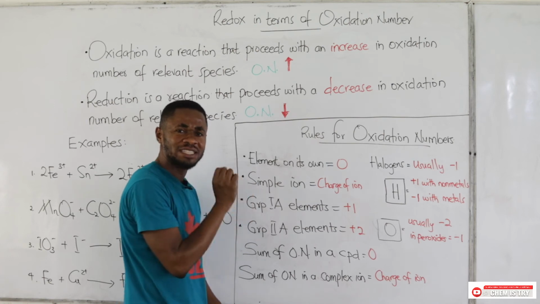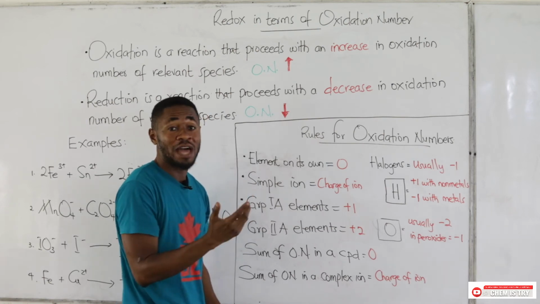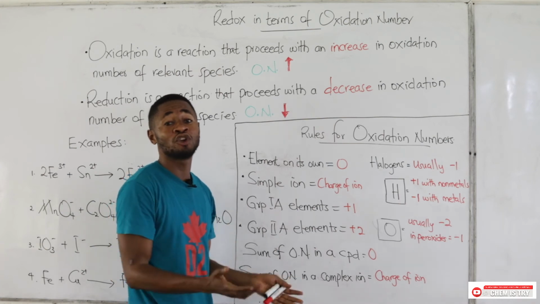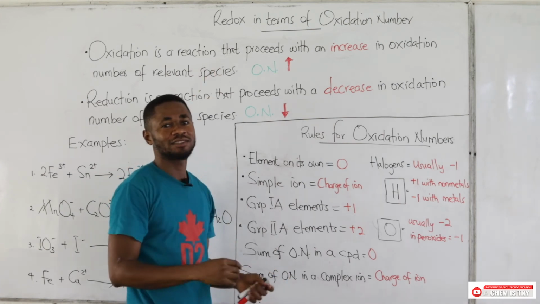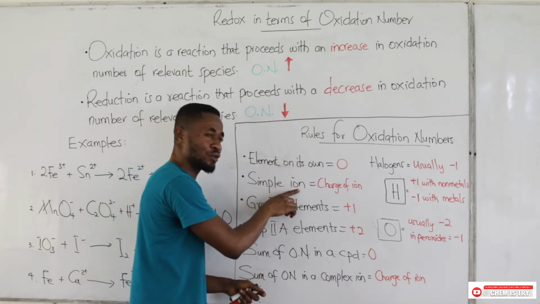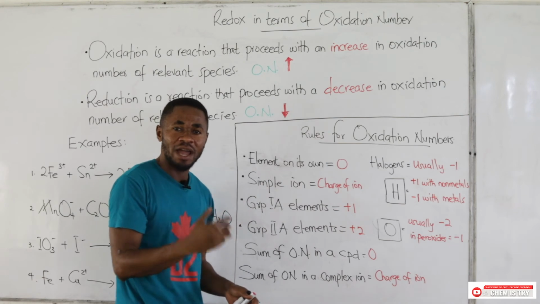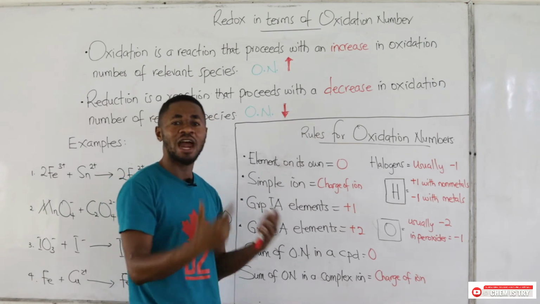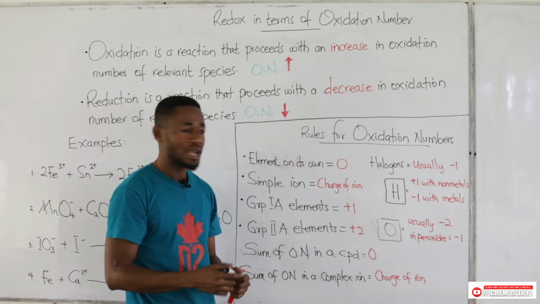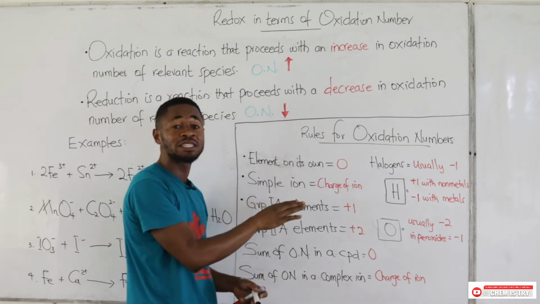Second rule, if you have a simple ion, a charged atom. For example, aluminium 3+. It's just an atom which is charged, so it is called a simple ion. Its oxidation number is equal to the charge carried by that ion. So in the case of aluminium ion, its oxidation number is equal to +3.